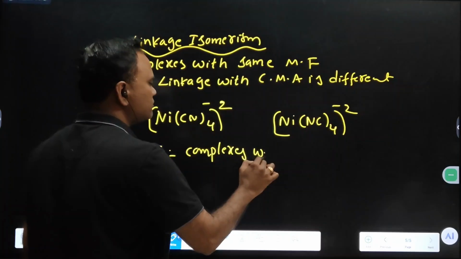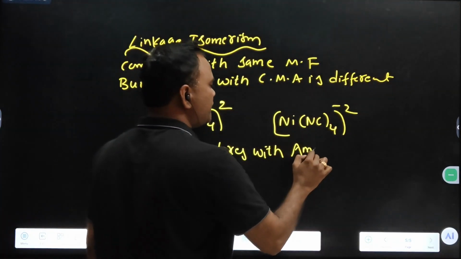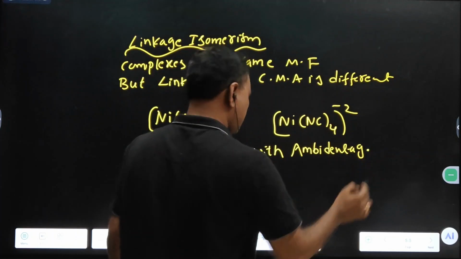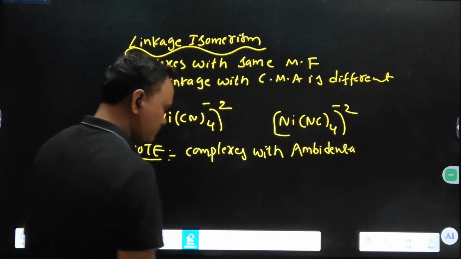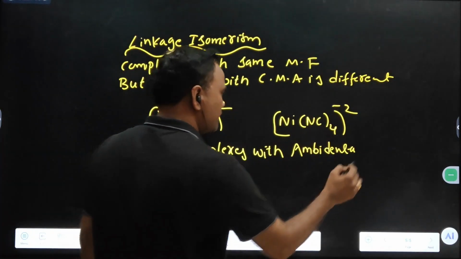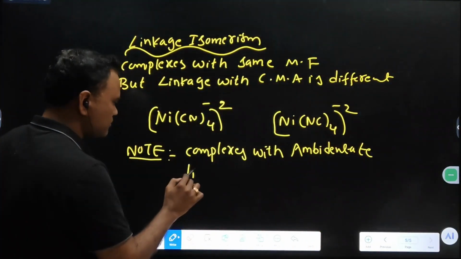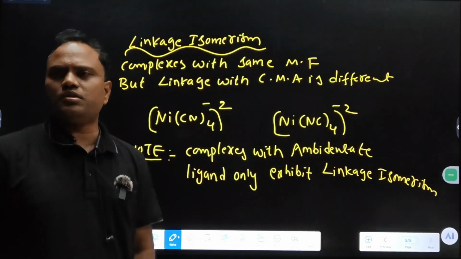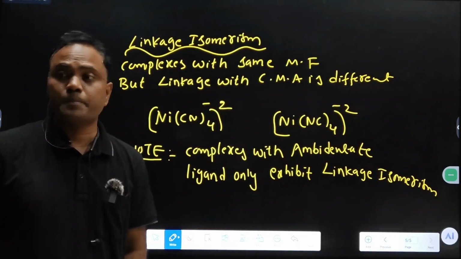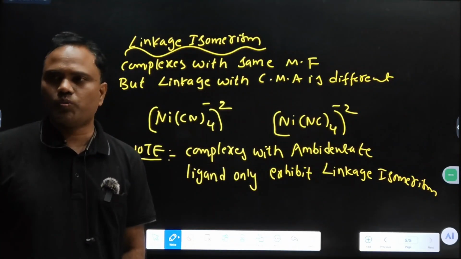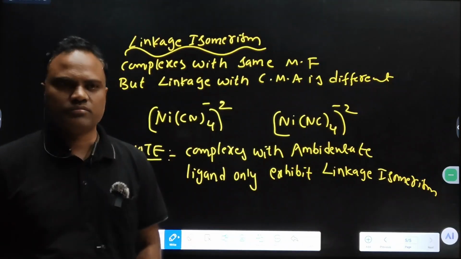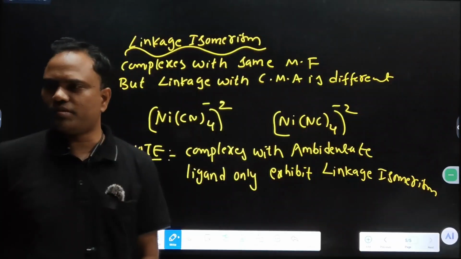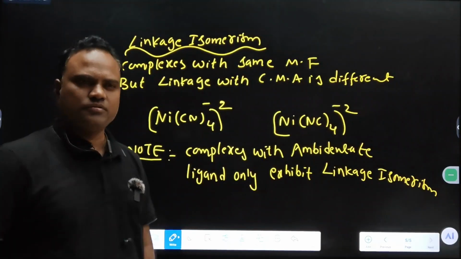Complexes with ambidentate ligands only. Can you tell me some other ambidentate ligands? NO2, OCN, SCN. You have to remember the ambidentate ligands information. Okay?